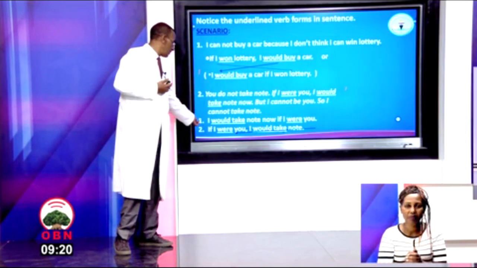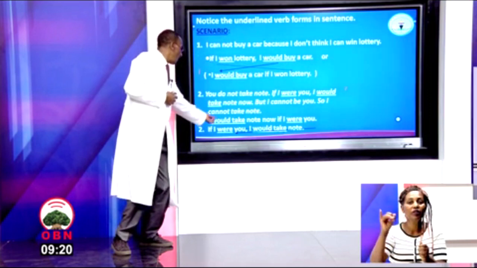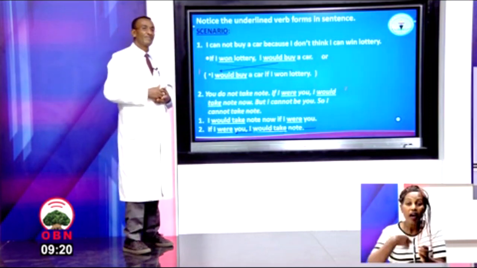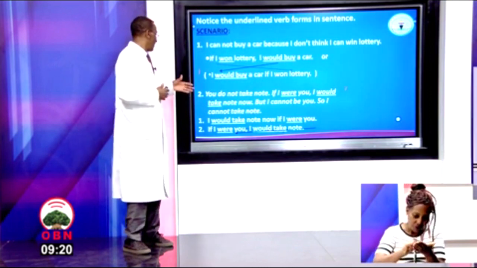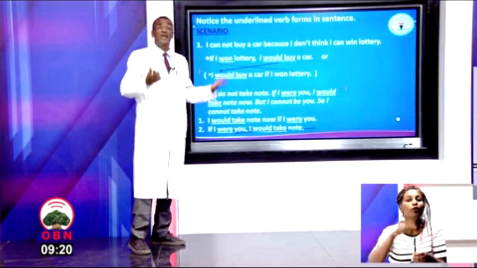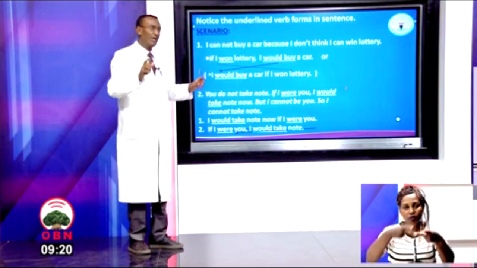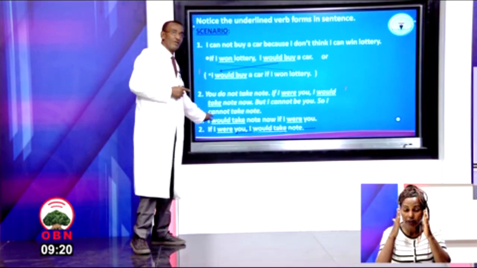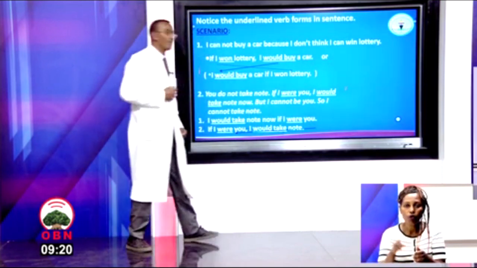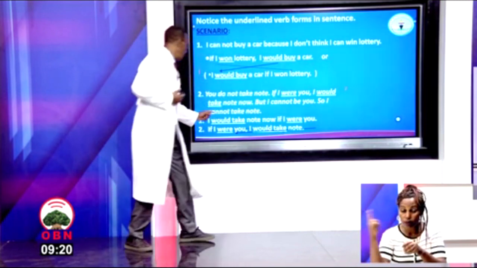Another example, reversing the position of the if clause. If I were you, I would take notes. I would take notes if I were you. It's the same in meaning, but different in position. But pay attention to the underlined words. Would take, and if I were.